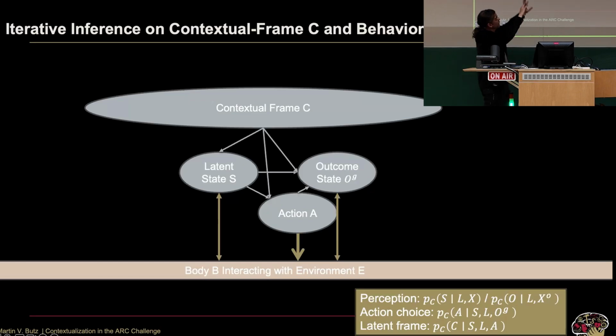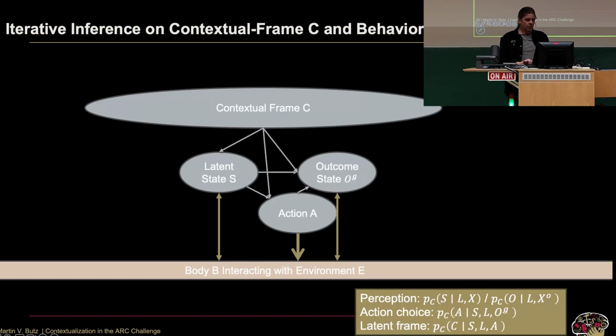So we have a contextual frame that I infer, and with that kind of umbrella or frame, I basically have my perception going on. I do action decision making with my predictive model. I predict the output, and then I compare: is that where I want to go to? And that allows me to do planning and inference.